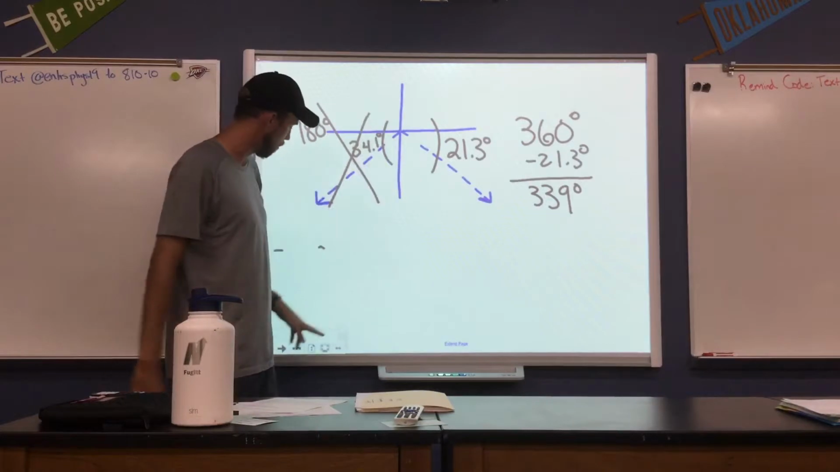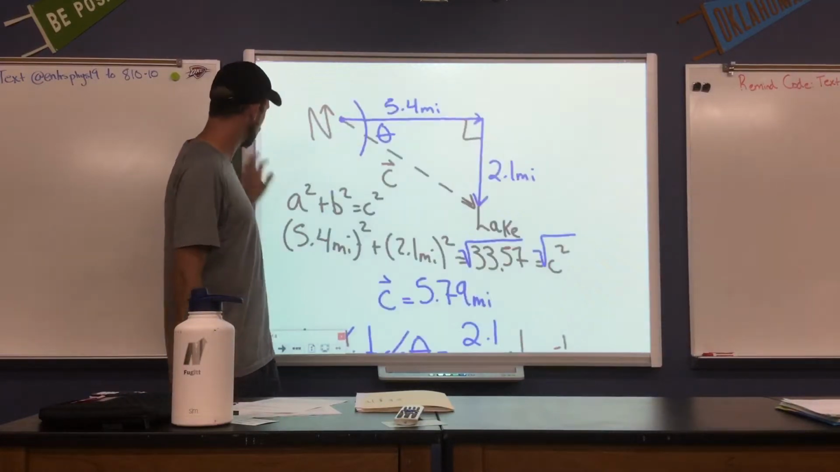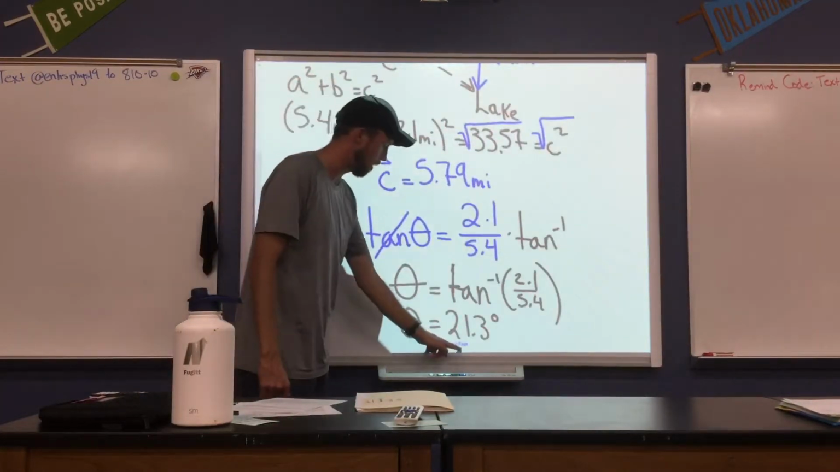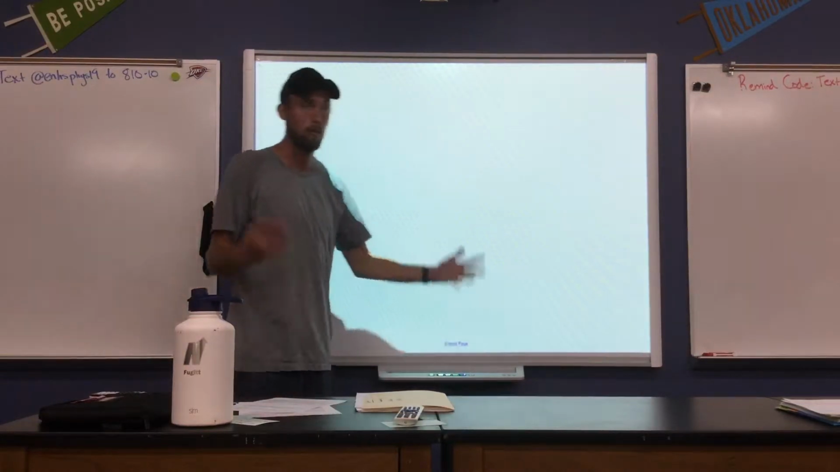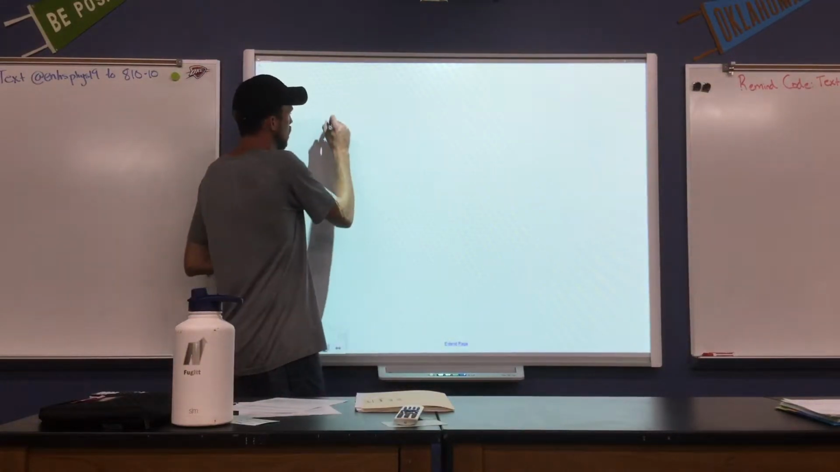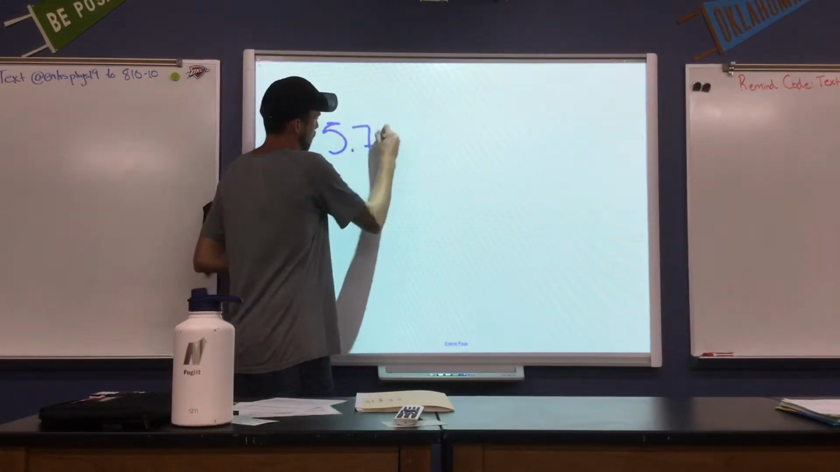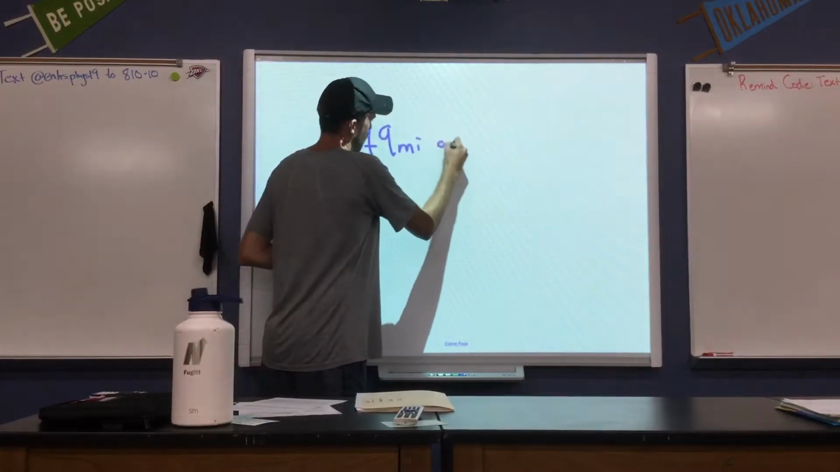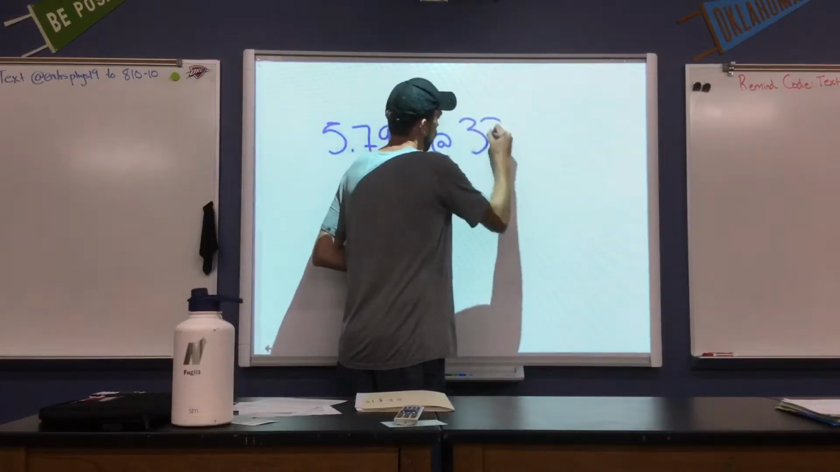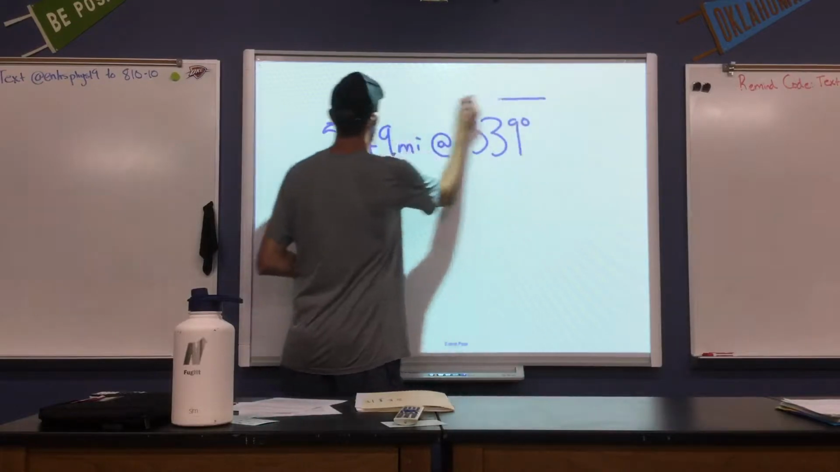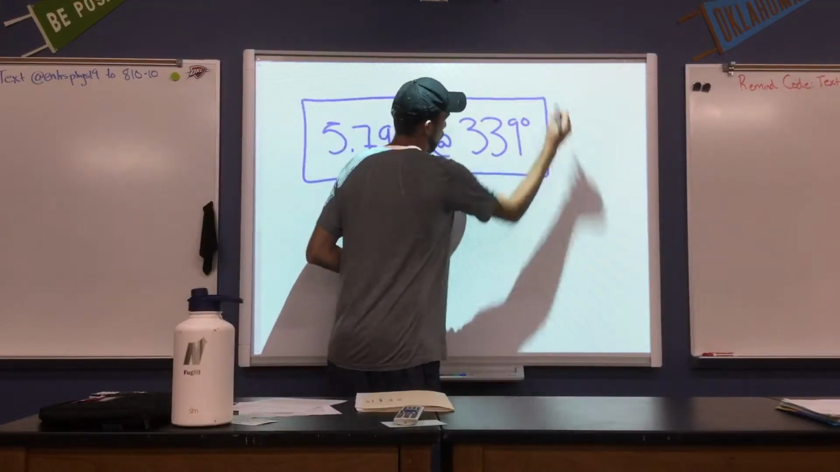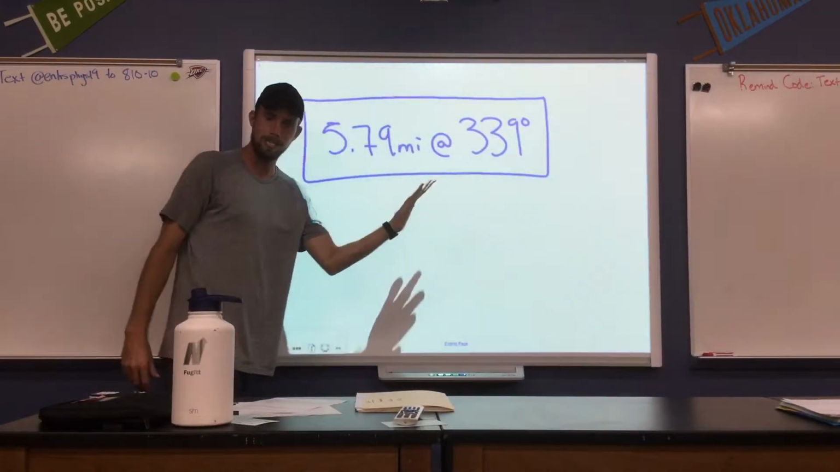or clockwise from zero. So now our final answer for part D, from north out to the lake, is our magnitude, 5.79 miles, at our angle, 339 degrees, which is quadrant 4, approximately. We are down and to the right.